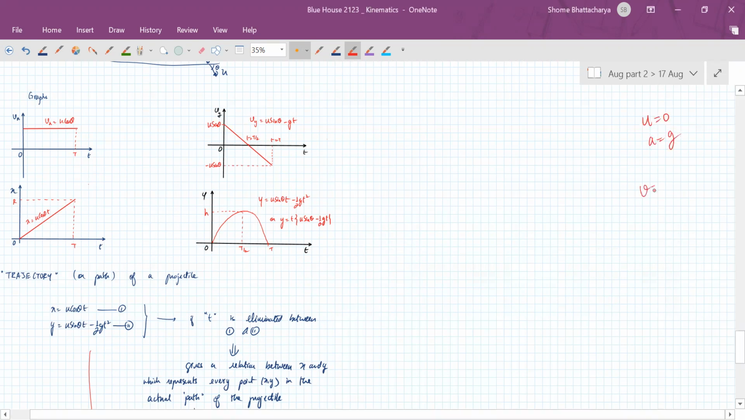You know? So V as a function of time is what? U plus AT. So substitute now. So it is 0 plus GT. So at any time t, what is the velocity? It is G into T.